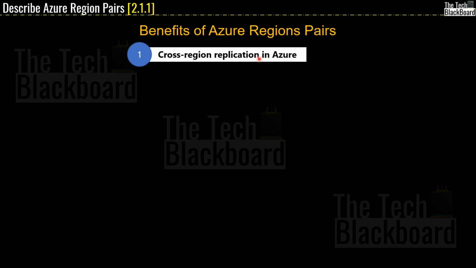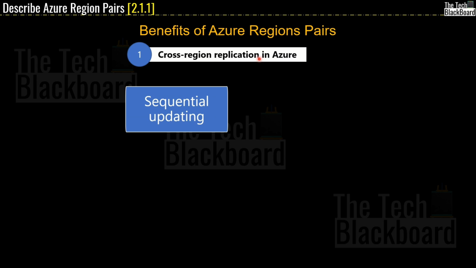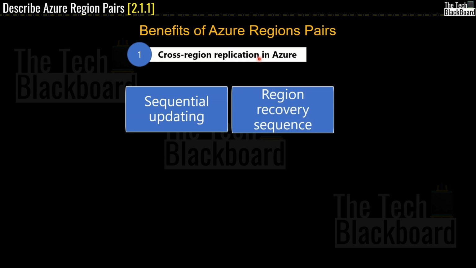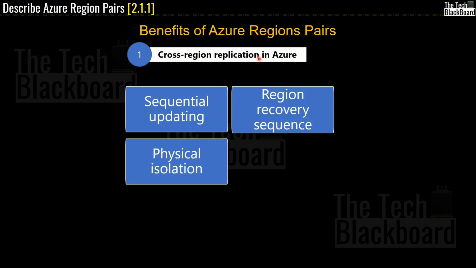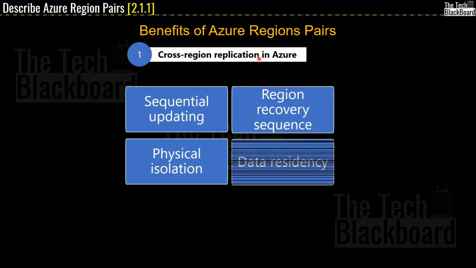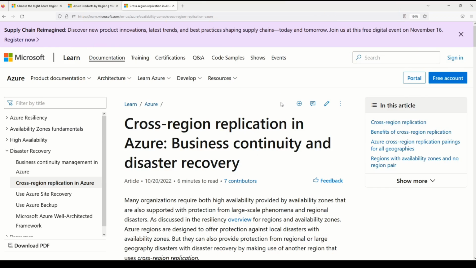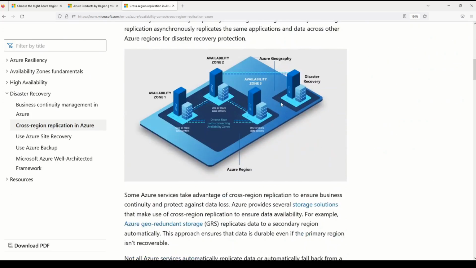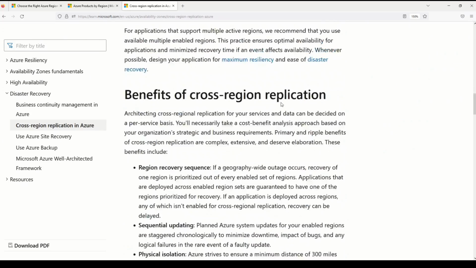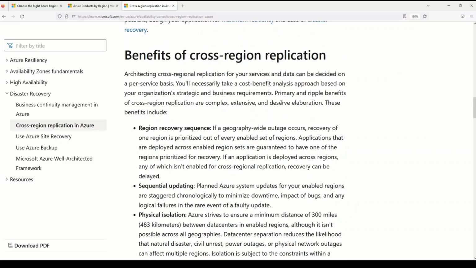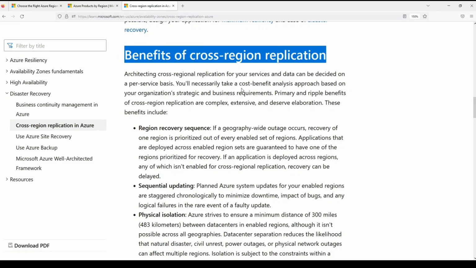And now I want to show you the benefits of cross-region replication. The first one is sequential updating. The second one is regional recovery sequence. Then we have physical isolation. And the last one is data residency. If you want to read in detail about the benefits of cross-region replication, then you can come to this documentation from Microsoft, and this one will give you more details on the benefits that I just explained in my PPT.